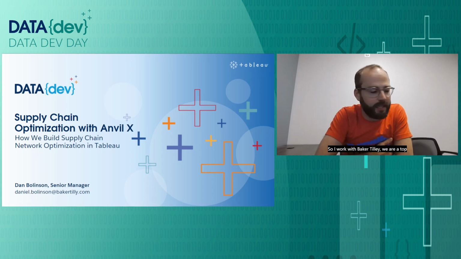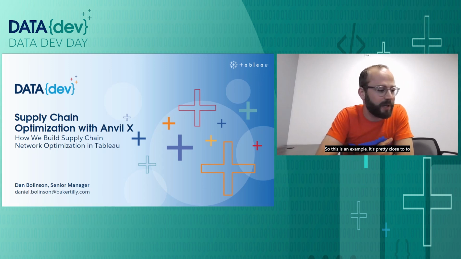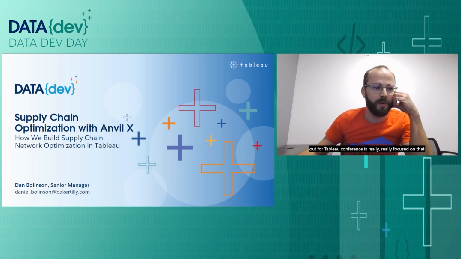So I work with Baker Tilly. We are a top 10 accounting firm, and I work in our advisory practice. So I split my time between a lot of management consulting and then more of the Tableau specific work. And we do a ton of work in supply chain. So this is an example that's pretty close to my heart. We do a lot of work with supply chain network design. And so the use case that we built out for Tableau conference is really focused on that.